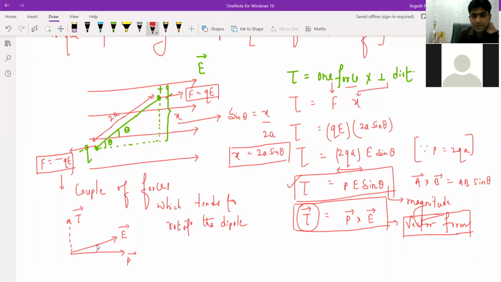Yes, and we are moving from P to E. That is why it is written P cross E. I think you know the vector properties that P cross E cannot be written as E cross P. Dot product, for dot product it is okay. If P dot E is equals to E dot P, if you write, that is okay. If we take two sample vectors, you must have studied this property. A cross B is not equals to B cross A.